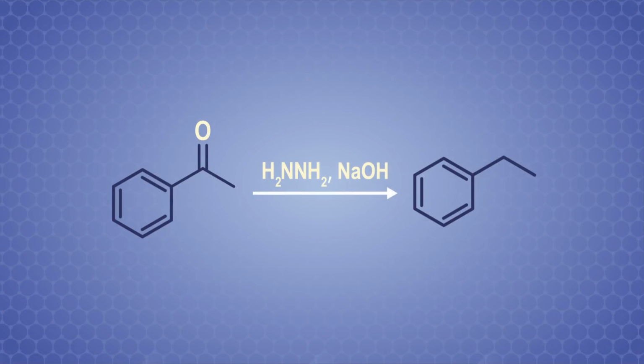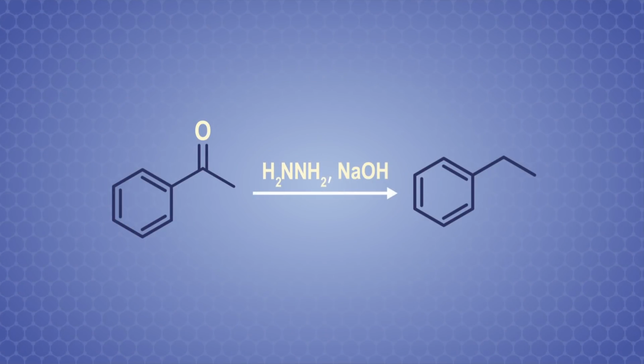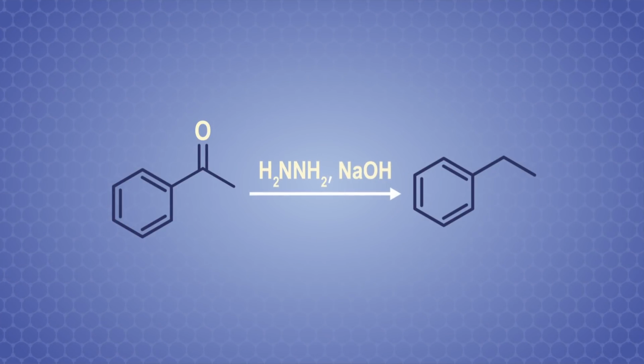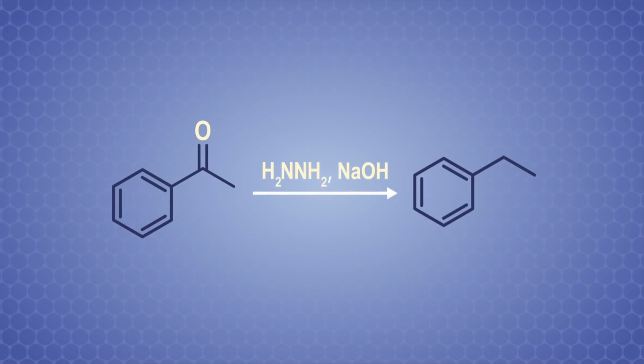We're not reducing the carbonyl group down to an alcohol like we've seen in previous episodes. We're completely removing the group. And we'll look at two possible reagents for this reaction. The first option is hydrazine, heated up to 200 degrees Celsius and carried out under strongly basic aqueous conditions.